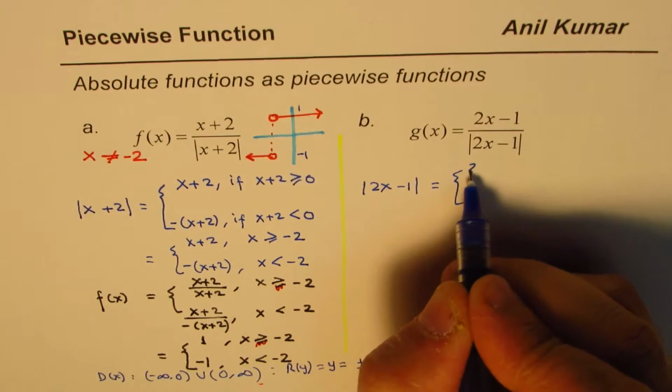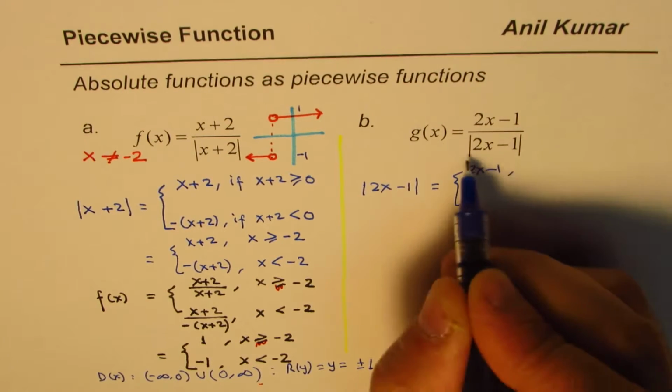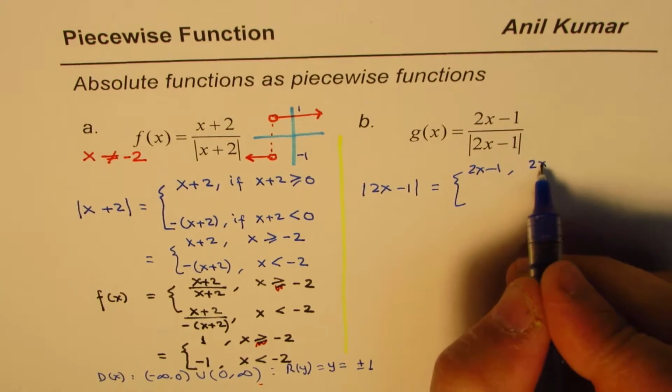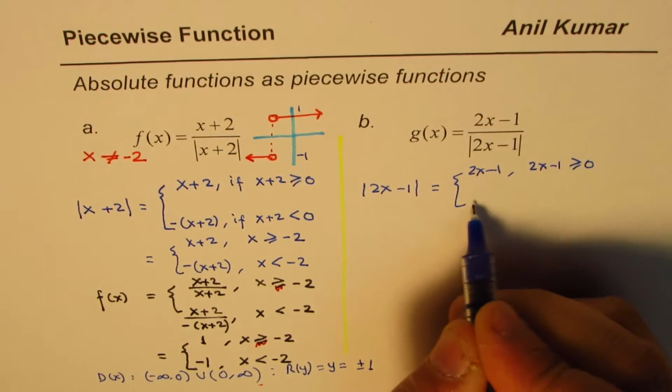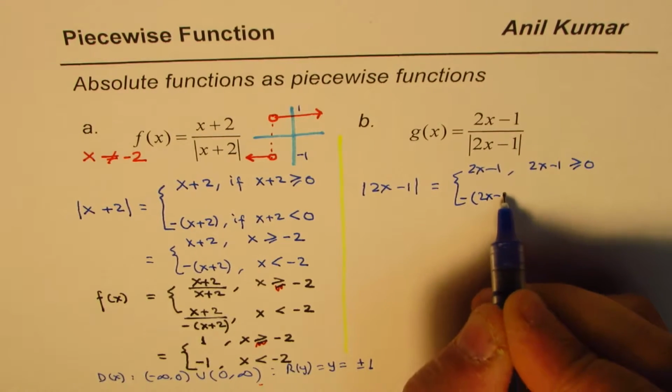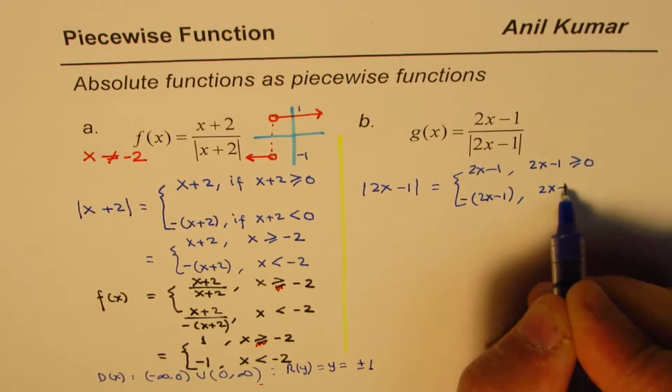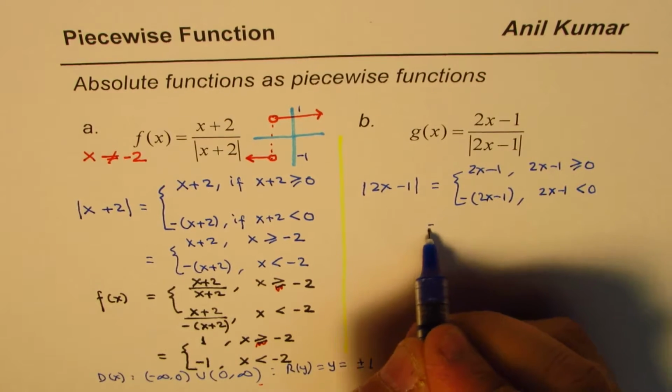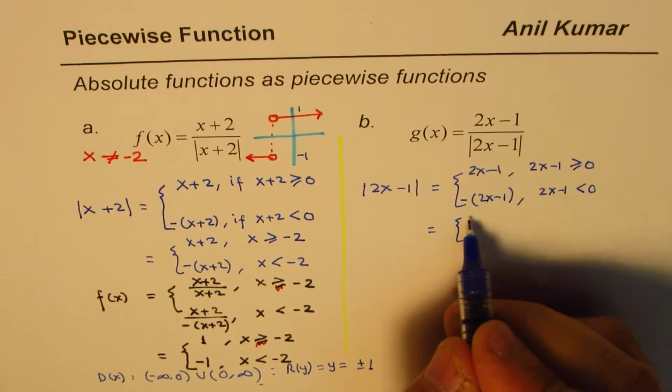Okay, so this should be the positive part of 2x minus 1: 2x minus 1 when 2x minus 1 is greater than or equal to 0, and negative of 2x minus 1 when 2x minus 1 is less than 0. Perfect. So now we'll solve this inequality.